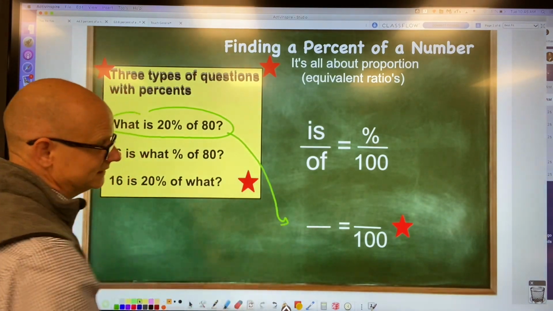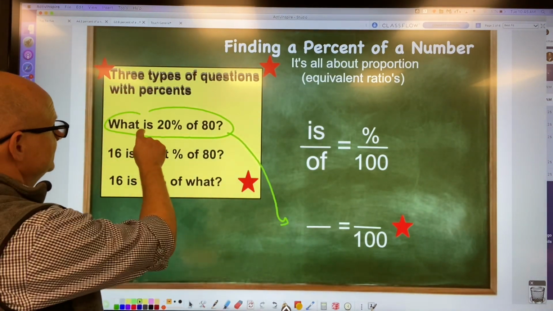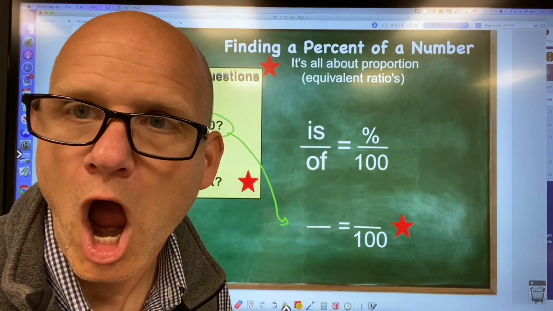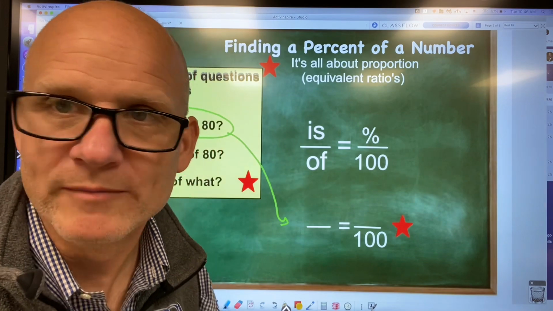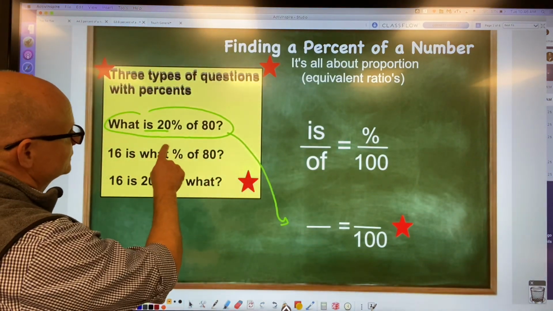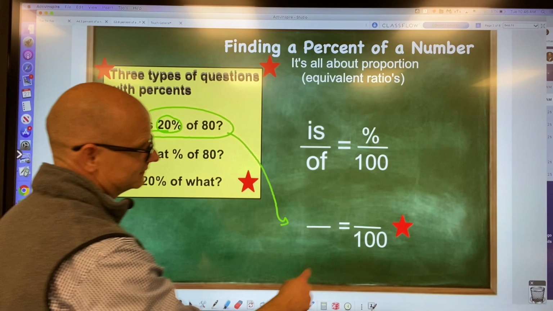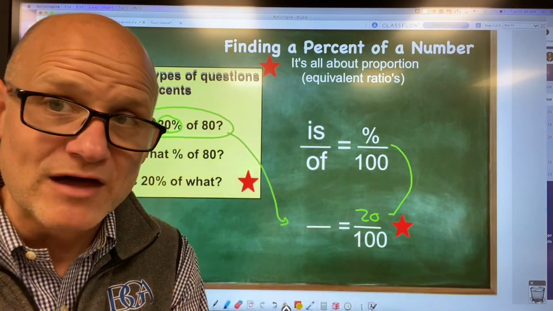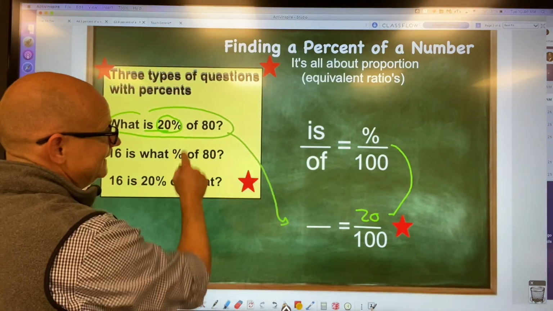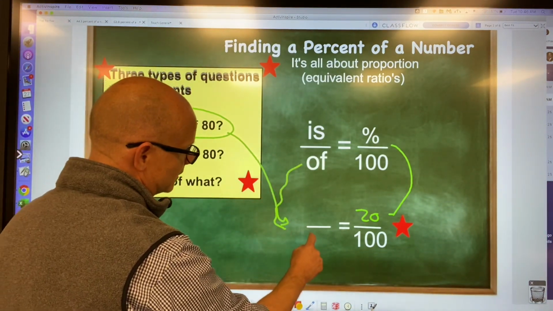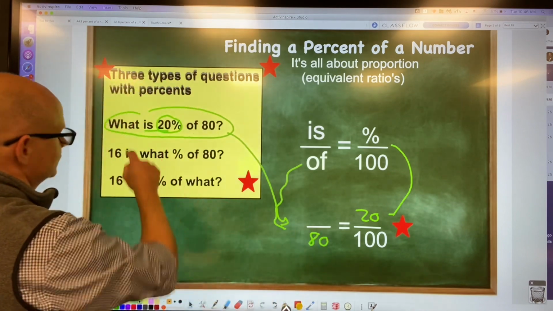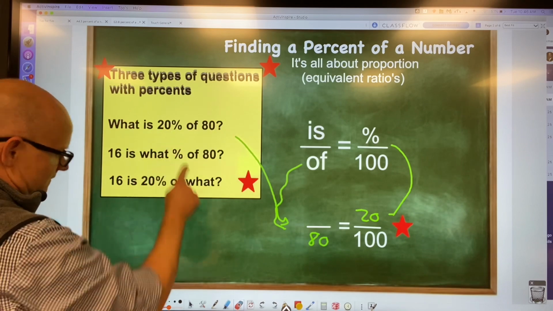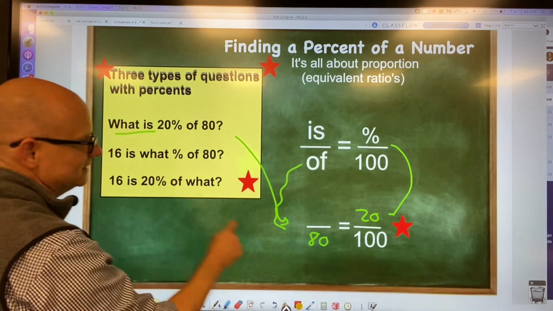So let's fill in the parts. Okay, we're back. It says, what is 20% of 80? So you already know the 20%, because this is your percent part. You already know 20 out of 100, because remember, percents are out of 100. Of 80, so we know the of is 80. What we don't know is the what is part. You see where it says what is? That's the unknown.